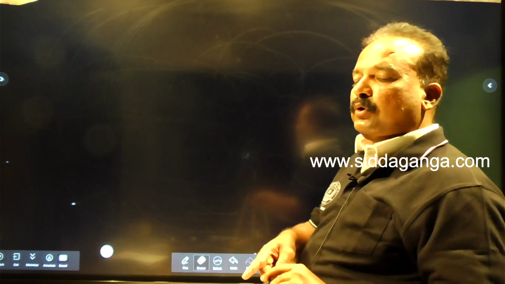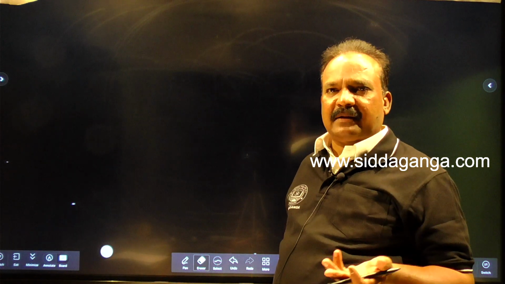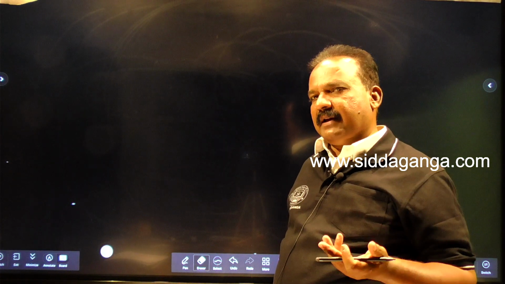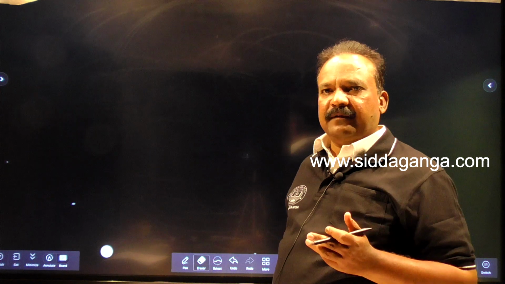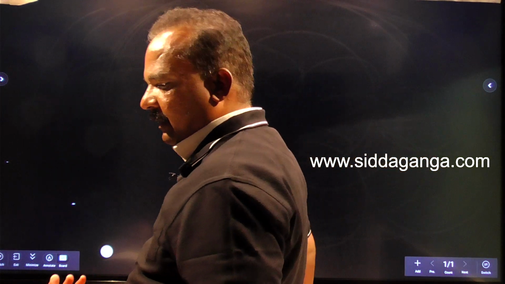Now let us come to quadrilaterals. Parallelogram, rectangle, rhombus, square. These are the different types of quadrilaterals. First let us take them one by one.